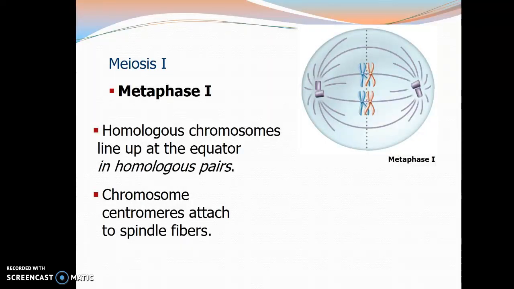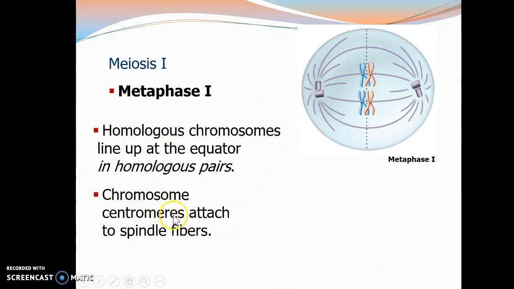All right, so during metaphase 1, you have the homologous chromosomes, and they pair up along the middle. So remember, meta is middle, and so the chromosomes pair up along the middle of the cell. And so this is different from mitosis, because in mitosis you have a single line of chromosomes, but in meiosis 1 you have pairs of homologous chromosomes pairing up at the middle.